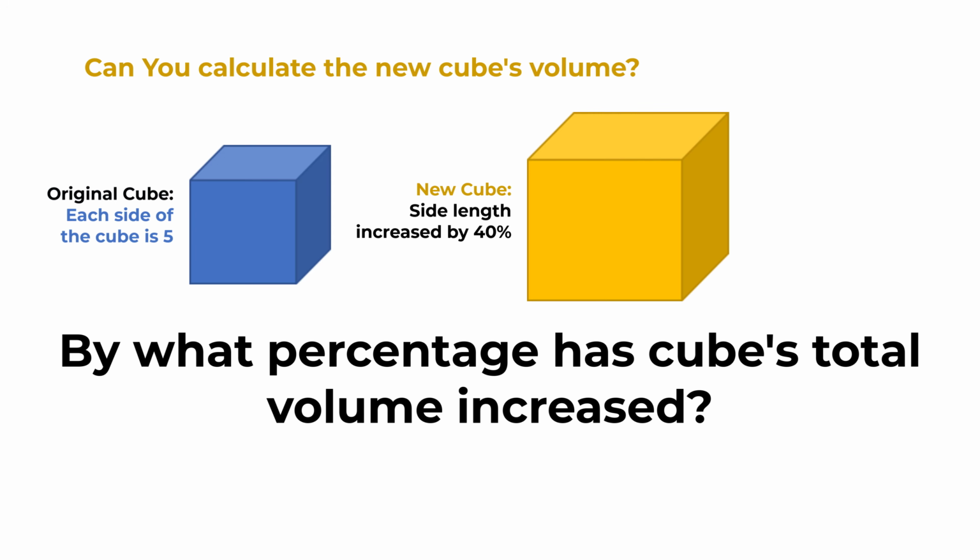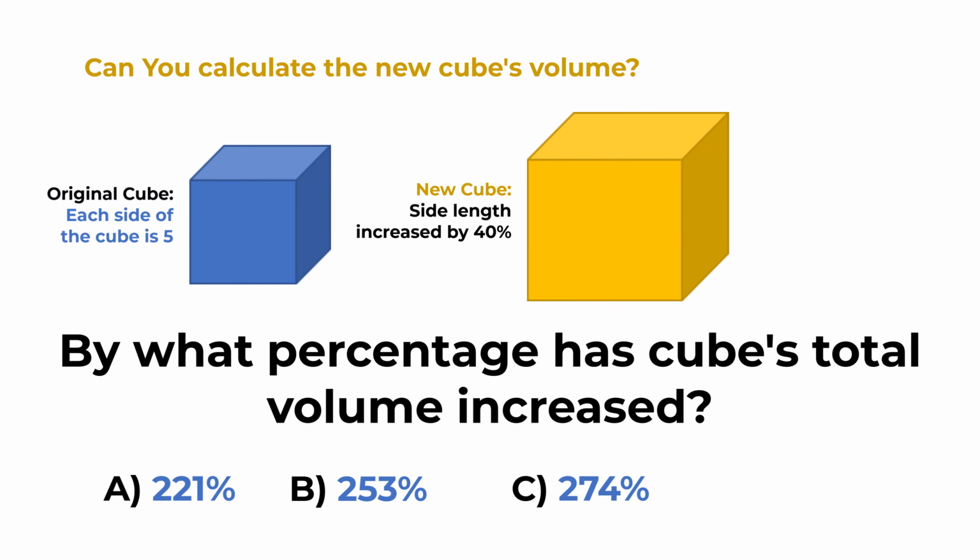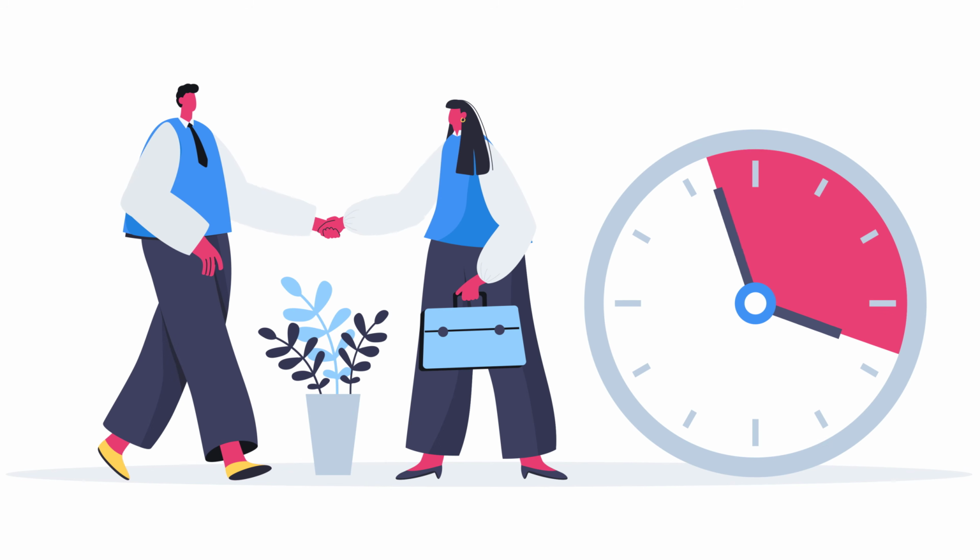You have 4 different choices. A, 221%, choice B, 253%, choice C, 274%, and choice D, 327%. The answer to this question may not be obvious, so give yourself a little bit of time to come up with the solution. Let's move forward and calculate the correct answer together.